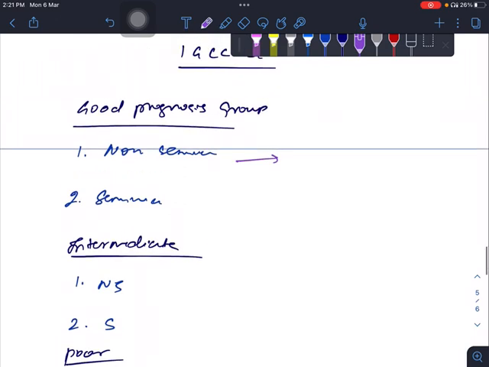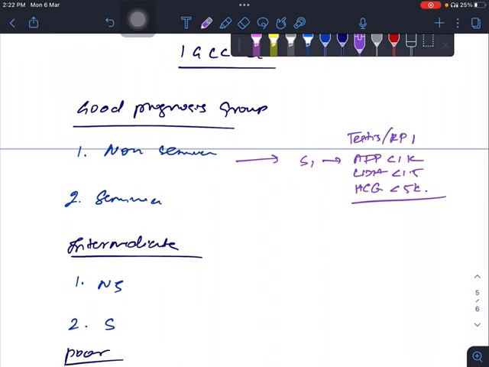So what are the things, if present, you will say that it is a good prognosis group? For non-seminoma, it is S1. I have told before, alpha fetoprotein less than 1K, LDH less than 1.5 times, and HCG less than 5K. Okay, and testis or retroperitoneal primary, and then no non-pulmonary metastasis. That means there is no visceral metastasis.